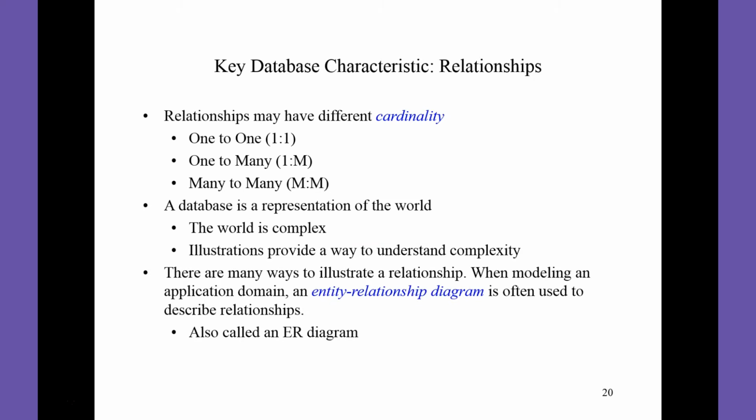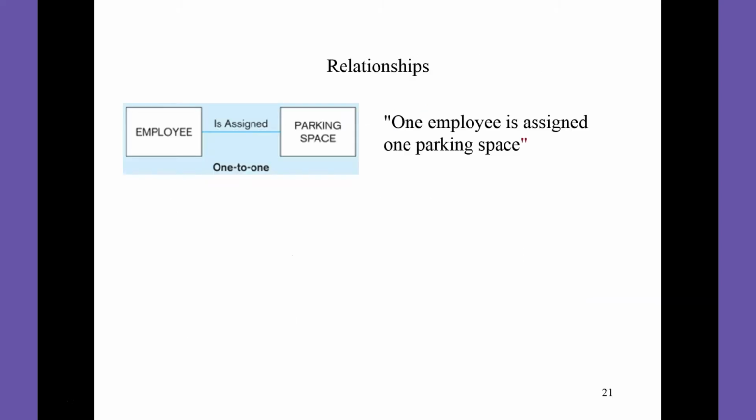There are many ways to illustrate a relationship. When modeling an application domain, we'll be using the entity relationship diagram. Here's an example of a one-to-one relationship. The entity types are employee and parking space. An employee is assigned a parking space, and a parking space is assigned to an employee. So one employee is assigned one parking space.